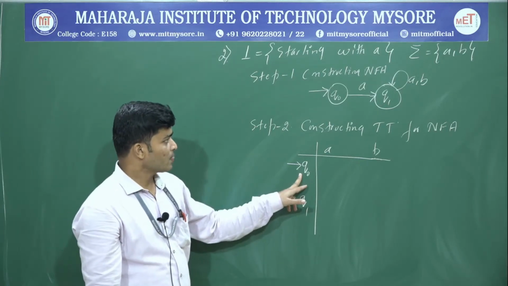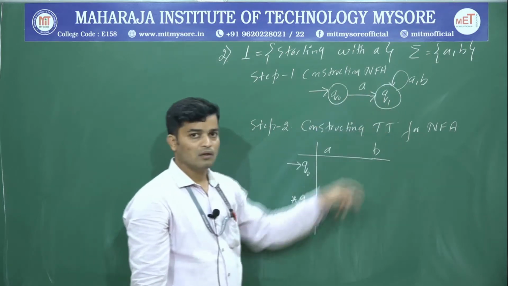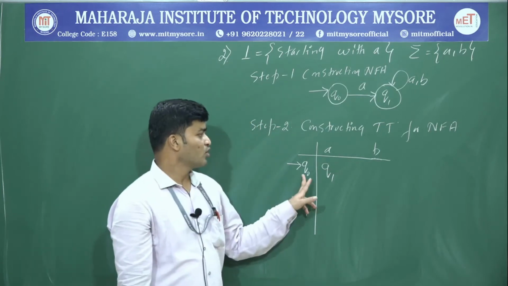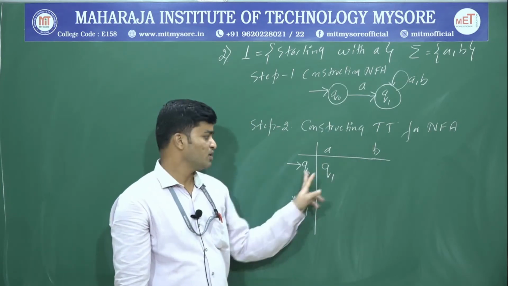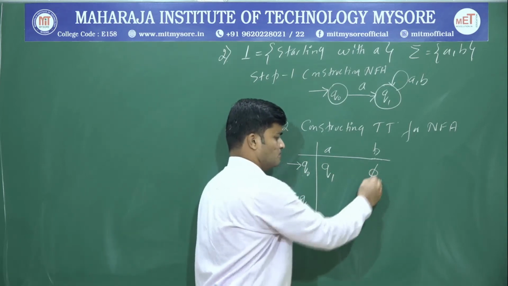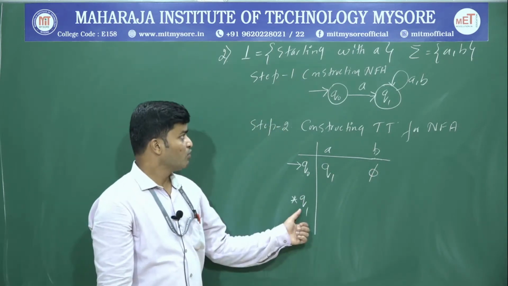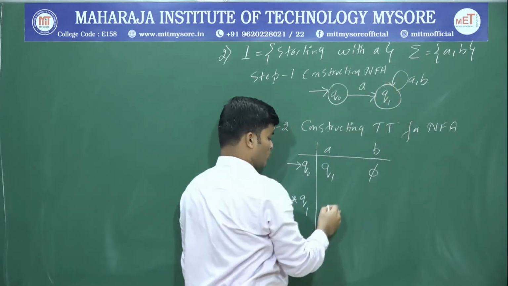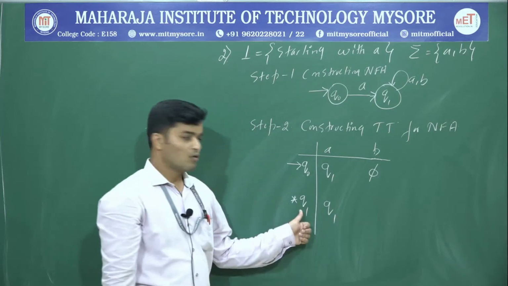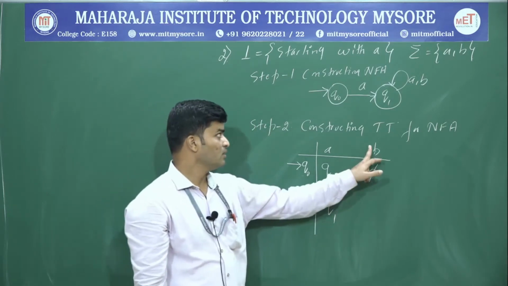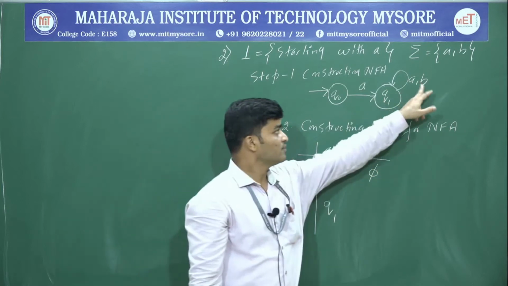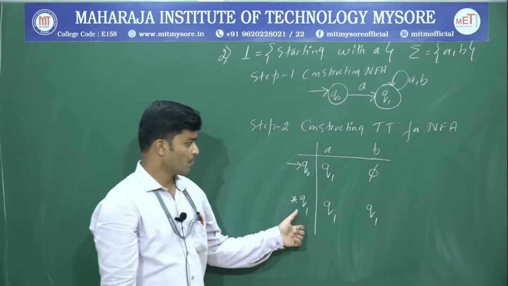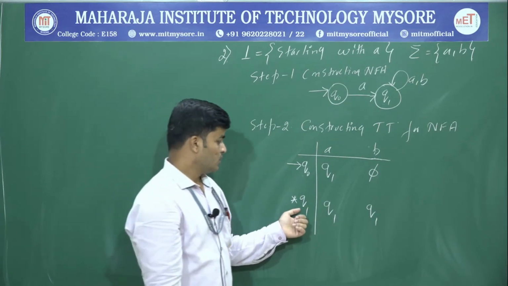Now what is Q naught upon A? Q naught upon A is Q1. What is Q naught upon B? Q naught upon B, there is no transition, so write phi. What is Q1 upon A? Q1 upon A is again Q1. What is Q1 upon B? Q1 upon B is again Q1. So now step 2 is over.